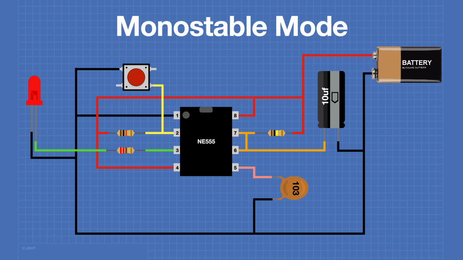Once again, the 0.01 microfarad capacitor has been connected to pin 5, the control voltage pin, just to stabilize the voltage. And the whole circuit is powered by a 9-volt battery. So let's wire this up on a breadboard and see how it works.